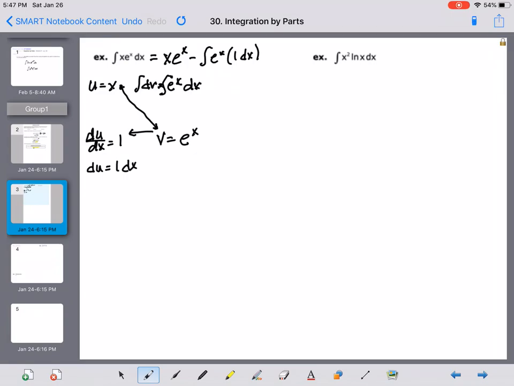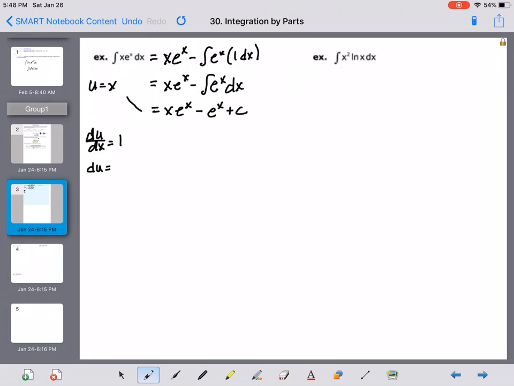And if I simplify this, I'm going to give myself some room. x e to the x minus the integral. Well, e to the x times 1 is just e to the x dx. Which means I get x e to the x. And now I have something that I can definitely integrate, the integral of e to the x, which means I get minus e to the x. And then here's where we're going to tack on our plus c at the end. And that right there represents the integral of x e to the x dx. So kind of undoing the product rule.